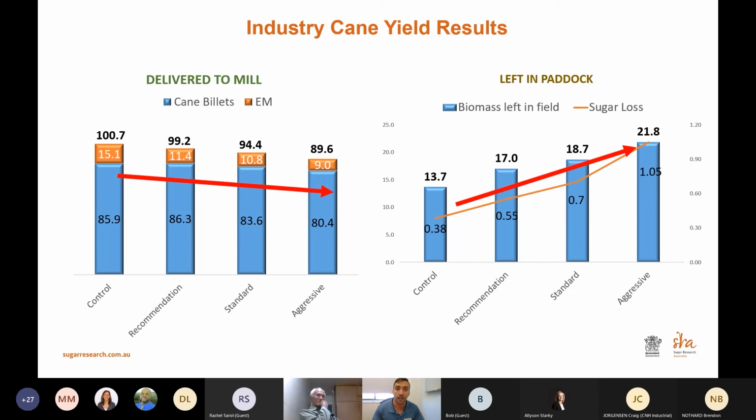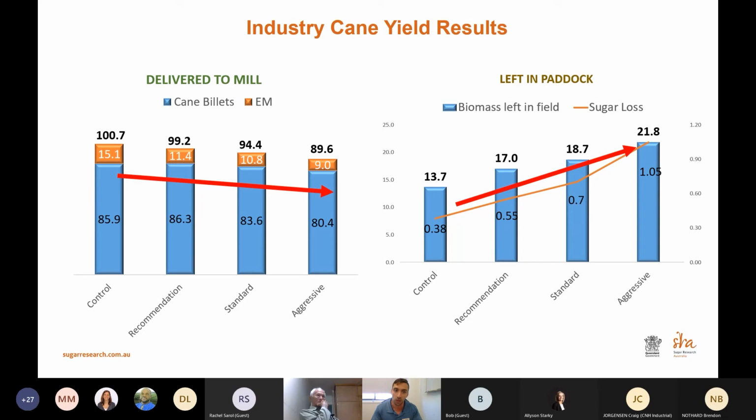So if you see the blue bars there, it's showing total material left on the ground is 17 tonnes per hectare. That's everything. That's leaf, that's tops, that's juice, that's cane, that's everything. Compared to, say, the aggressive of 21.8. So by sucking out that large proportion of total material, you've also sucked out a large proportion of tonnes of cane and tonnes of sugar per hectare. So you've gone from 550 kilograms per hectare to 700 kilograms per hectare to over a tonne per hectare of sugar, not cane, but sugar. So there is, like I said, a balancing act.